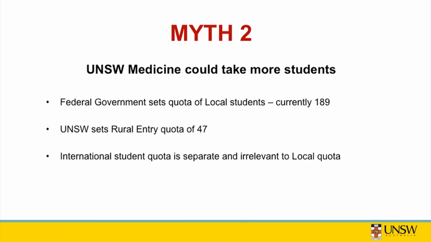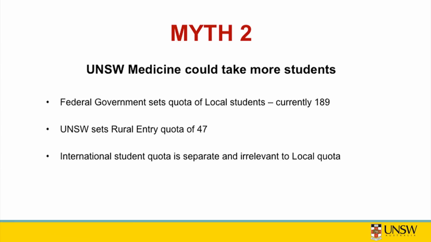Myth 2, UNSW could take more students. Well, that's just not true. Medicine is probably one of the only university tertiary degrees that has a quota of students. The federal government sets the quota, and for local students, it's currently at 189. Of those 189 students, UNSW sets a rural quota of 47. So we have a rural entry scheme. If you think you might be a rural entry person, have a look at our website to determine that. The international quota is quite irrelevant to local applications.